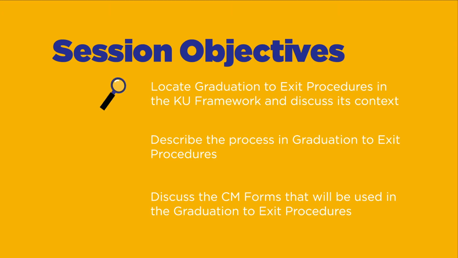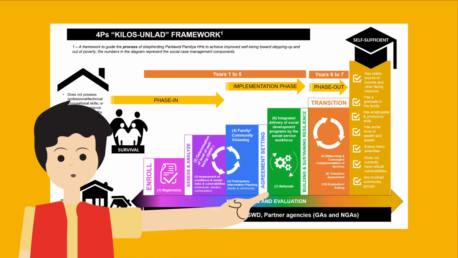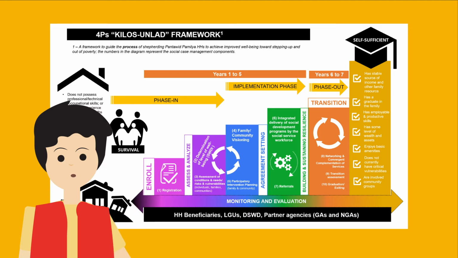Number 1, locate graduation to exit procedures in the Kilos-Unlad framework and discuss its context. Number 2, describe the process in graduation to exit procedures. And number 3, discuss the case management forms that will be used in the graduation to exit procedures. We are now in the third and final step in the transition phase.